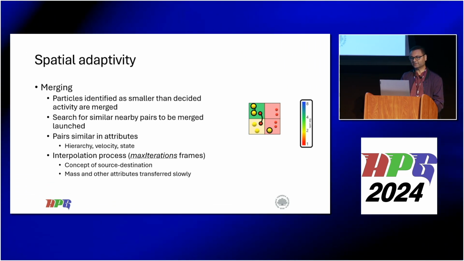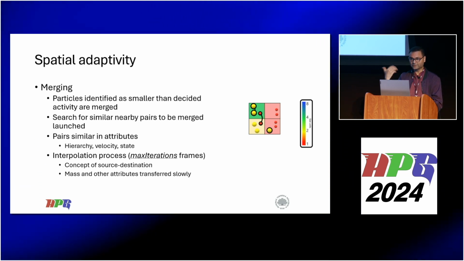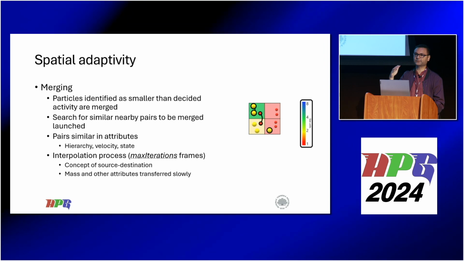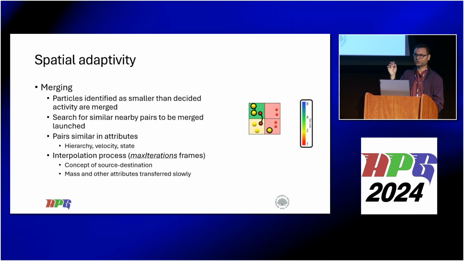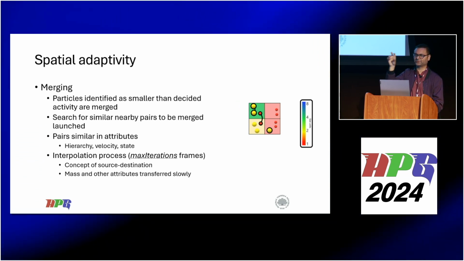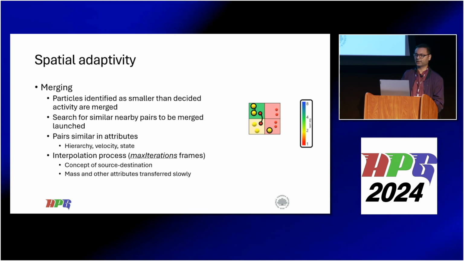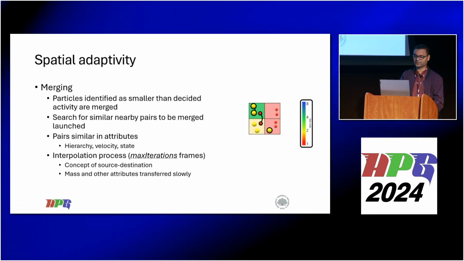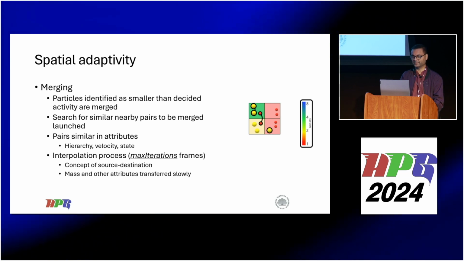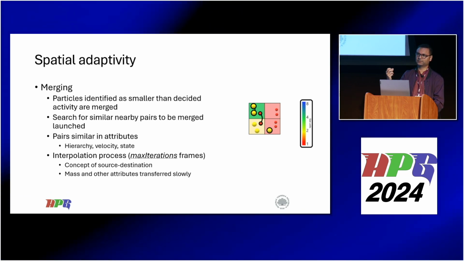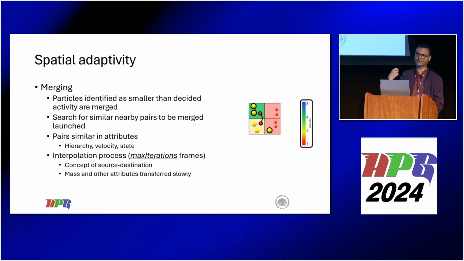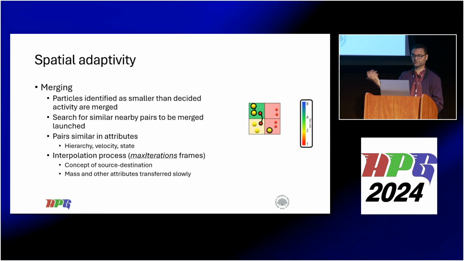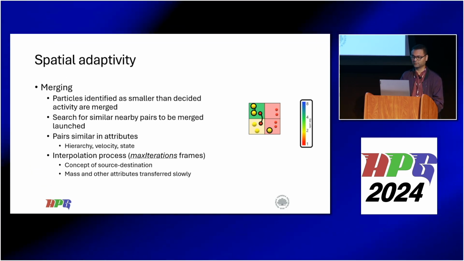And when this merging begins, we give a certain time for it to happen. That's called the interpolation process. So the merging happens slowly. The particles transfer mass to each other during these max iterations, like 100 frames, so that there's no instability in the simulation. And the final particle consists of the attributes as fairly as possible. For example, temperature is averaged, and mass, of course, is inherited by taking the sum of both the particles.